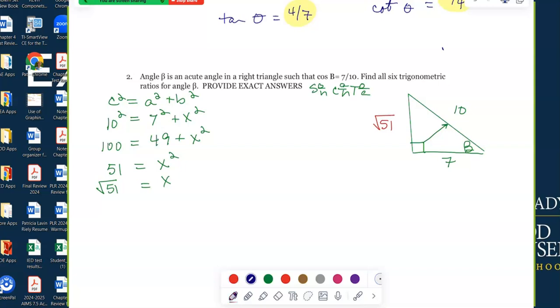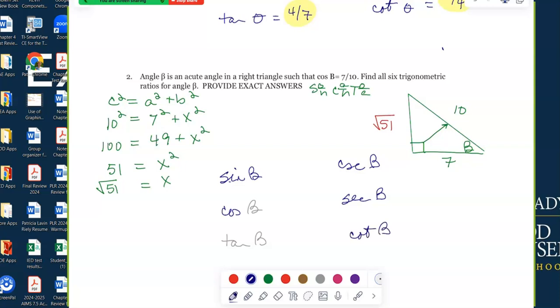So what do I need? I need sine of beta, cosine of beta, and then I need tan of beta. Across from sine, what I'm going to do is I'm going to say sine goes with cosecant of beta, cosine goes with secant of beta, memorize these, tan goes with cotan of beta.